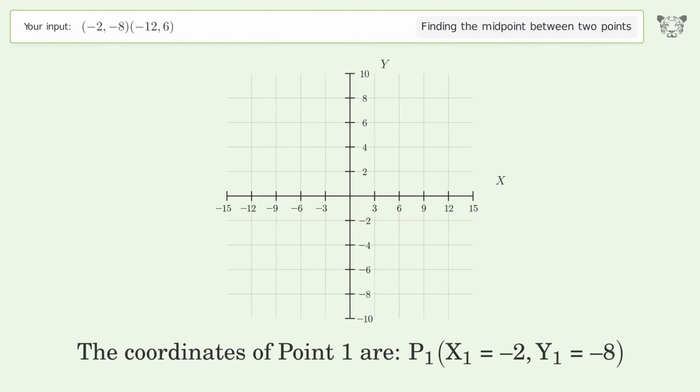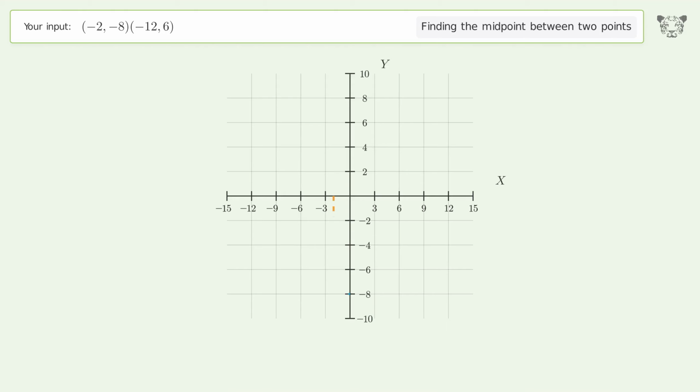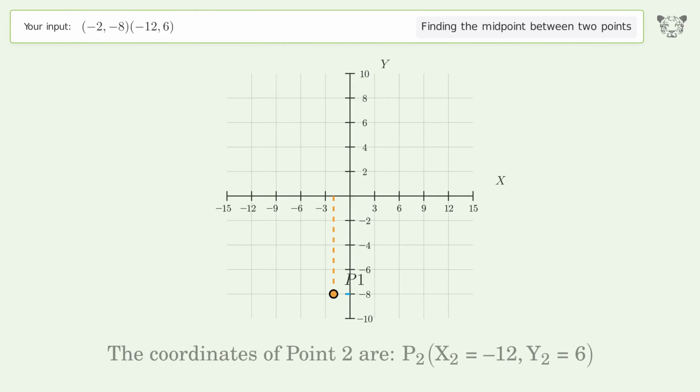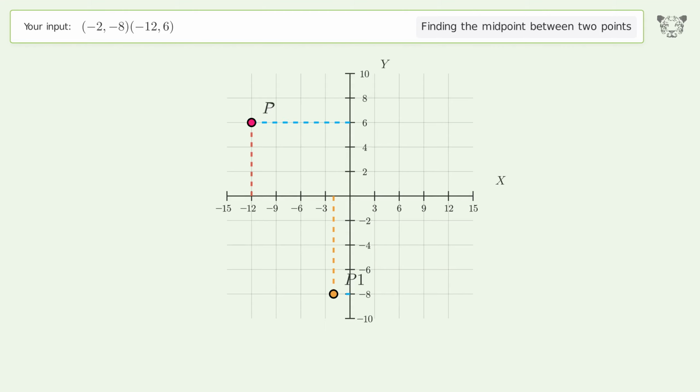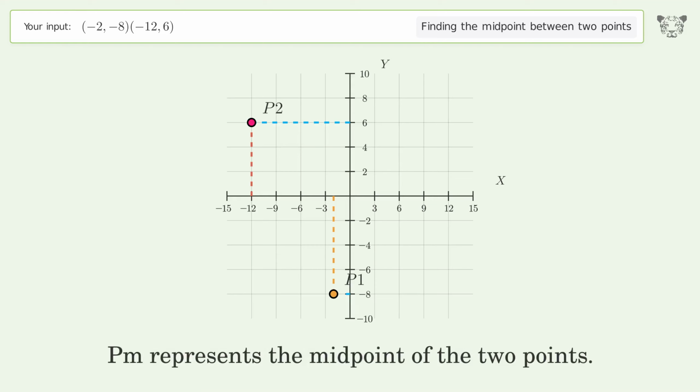The coordinates of point 1 are x1 equals -2, y1 equals -8. The coordinates of point 2 are x2 equals -12, y2 equals 6. PM represents the midpoint of the 2 points.